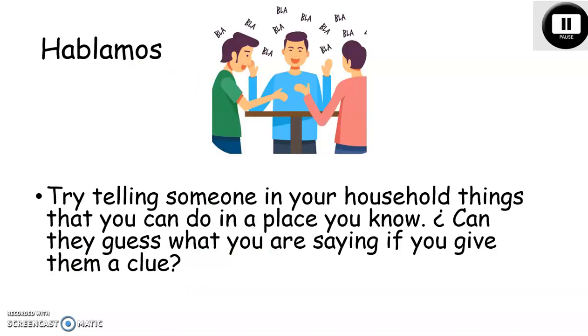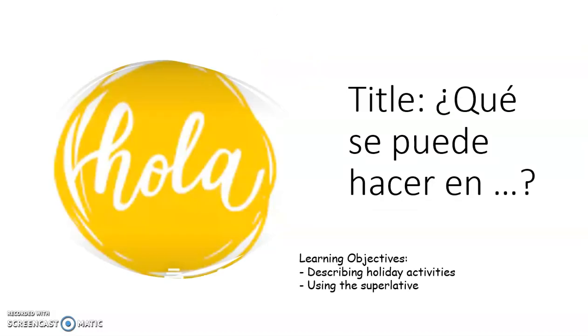Okay, this is a little optional challenge if you like. Try telling someone in your household things that you can do in a place that you know. Can they guess what you're saying if you give them a clue? Okay, so we were tackling 2 learning objectives, describing holiday activities and using the superlative. So now we definitely did the first one, so let's move on to the superlative.